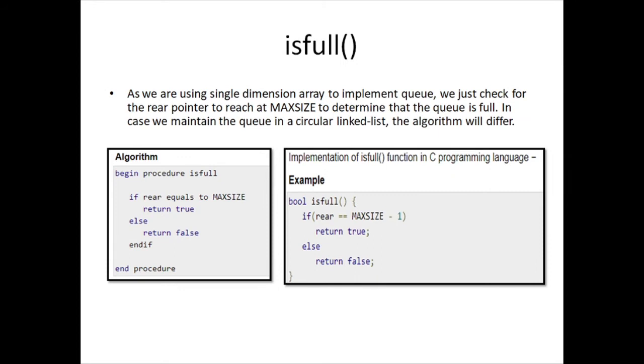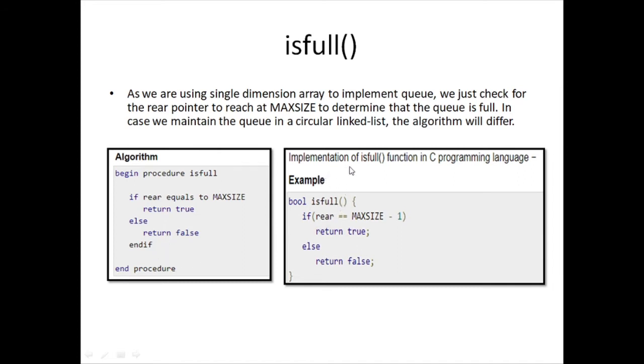Then the next function is the isfull function. As we are using a single-dimension array to implement the queue, we just check whether the rear pointer has reached the max size to determine that the queue is full. In case we maintain the queue in a circular linked list, the algorithm will differ. So how do we determine if it's full? If the rear is equal to the max size, then we return true. Otherwise, we just return false.